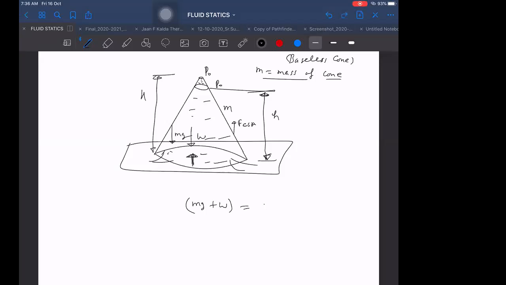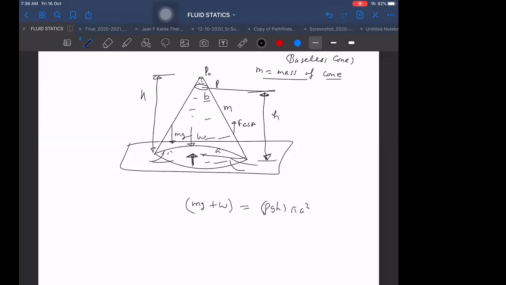P naught we don't consider, because P naught is acting from all the sides, so I don't have to consider it, because P naught is acting from outside also. Ignoring P naught, base area times volume, I will just say it is equal to rho g h into the area of the base, rho g h into pi a square, plus that's it. That directly we will be getting. Rho g h into pi a square is equal to mg plus weight.